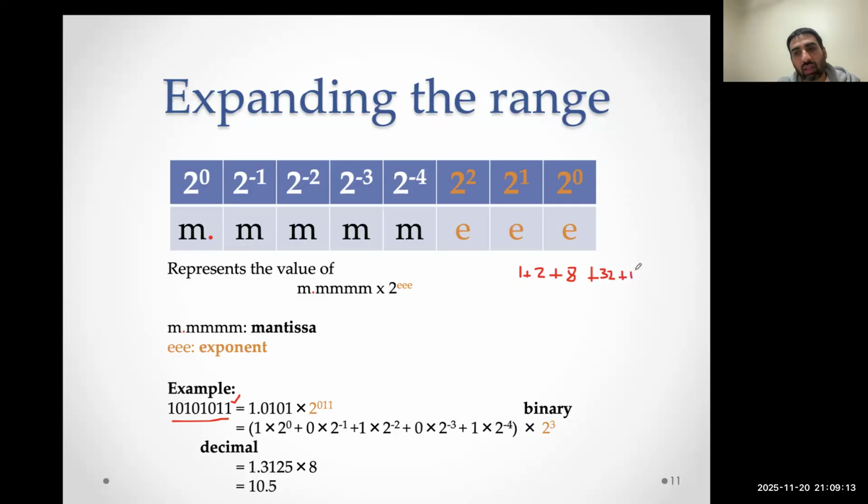You can do the math, and you will find that if we interpret the bit pattern as an unsigned number, its value will be 128 plus 32 plus 8 plus 2 plus 1. But if I interpret it as a signed number, the most significant bit is 1, so the weight will be negative, right? So the equivalent decimal value will be minus 128 plus 32 plus 8 plus 2 plus 1, and you can do the math and you will find the value, right?